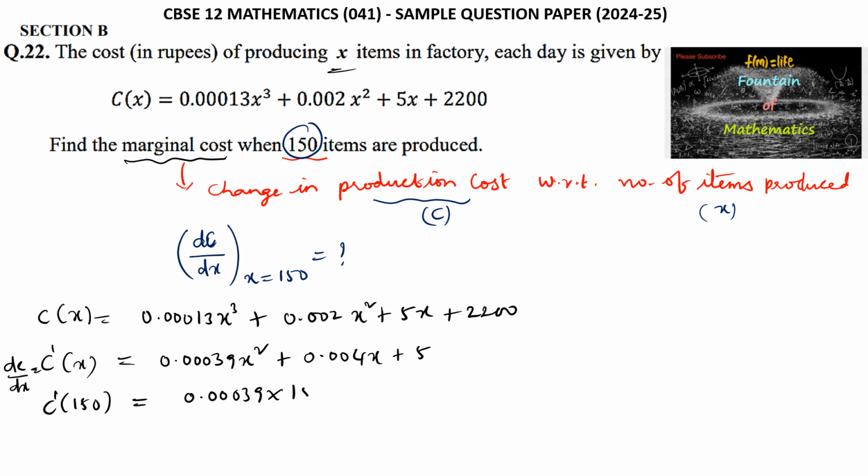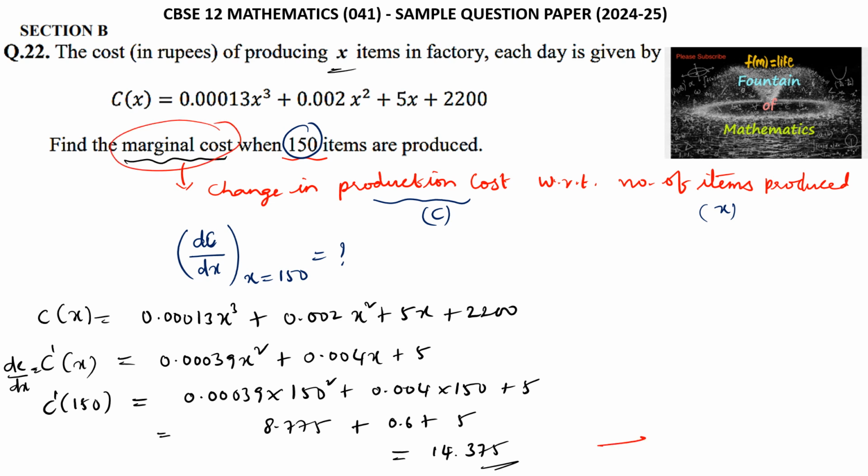0.00039 into 150 square plus 0.004 into 150 plus 5, and after simplification and calculation you will get 8.775, and here 0.6 and 5, so adding you will be getting 14.375. So we can go with an answer. The marginal cost is nothing but rupees 14.375. This is the answer.